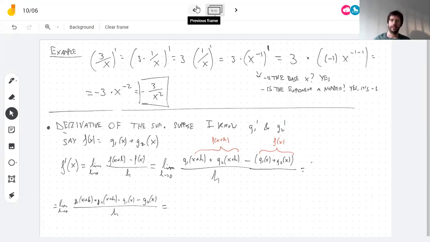Just take the derivatives and add them together. Yeah, pretty much. So I wonder if eventually I'm going to get to the derivatives added together at the end? G1 of x plus h. So this is one derivative, and this is another derivative.